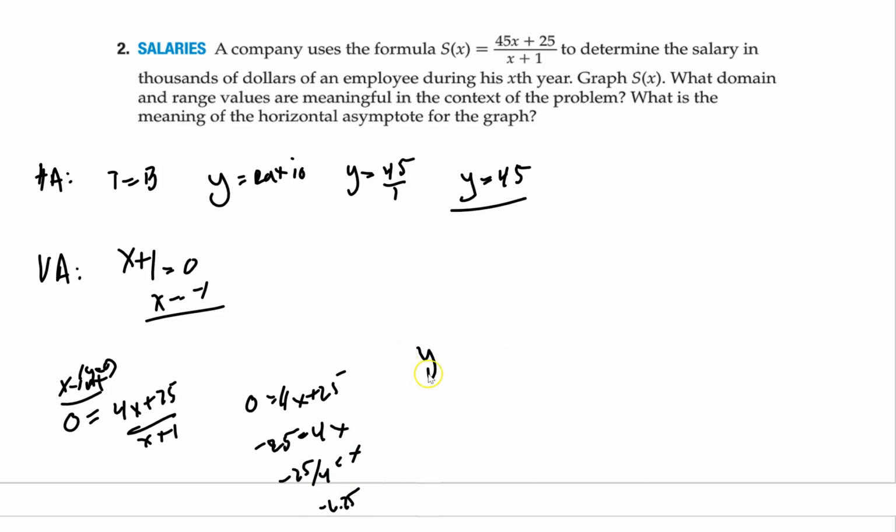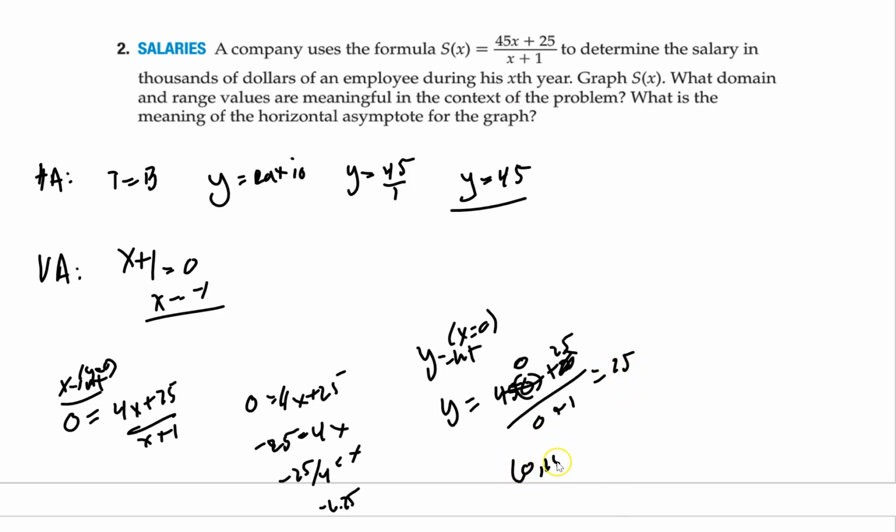The y-intercept, so x equal to 0, a lot simpler. Plugging in 0, these terms with x are 0, that's 0, that's 0. You get 25 over 1, so 25. That's my y-intercept.